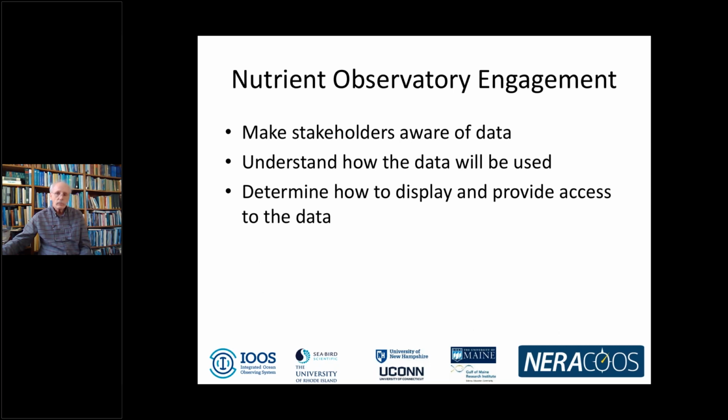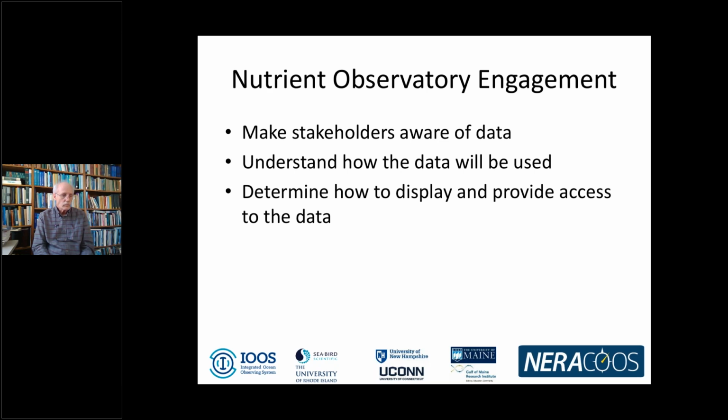Stakeholder engagement was another important component of this project, to make sure stakeholders were aware of the data being collected so we could understand how the data will or may be used, and to help us understand how to display and provide access to the data. So this engagement is ongoing. Some of it's been accomplished through workshops, presentations at various meetings, one-on-one discussions, and this webinar series is part of our engagement activities. The OTT funding for this project, the OTT project is actually officially ending today.